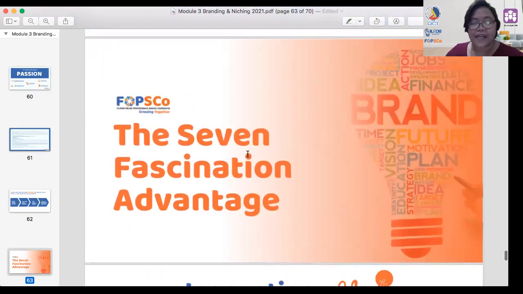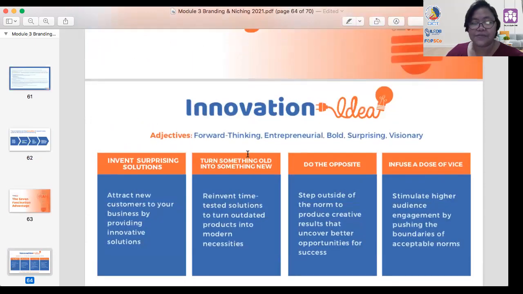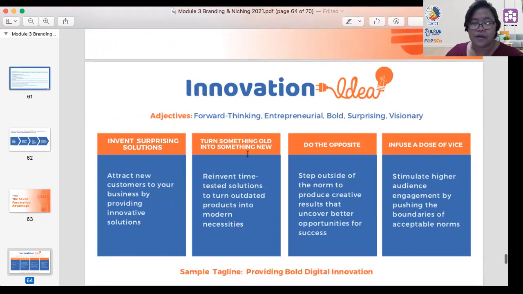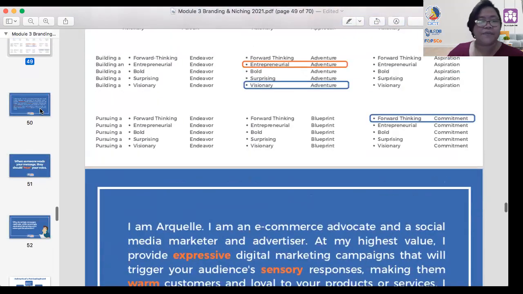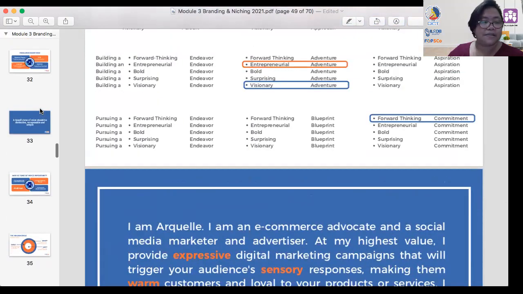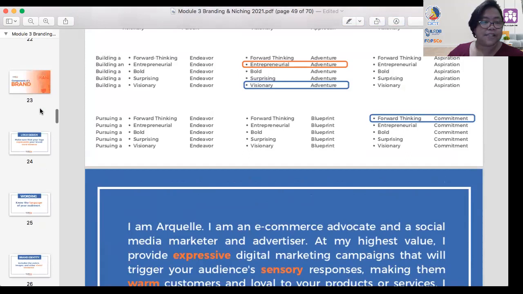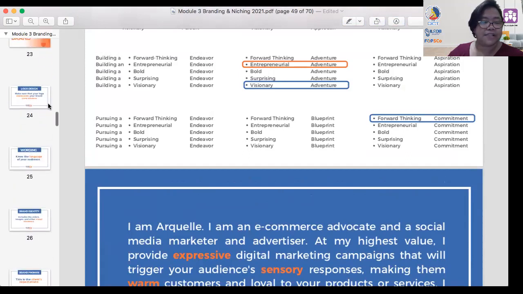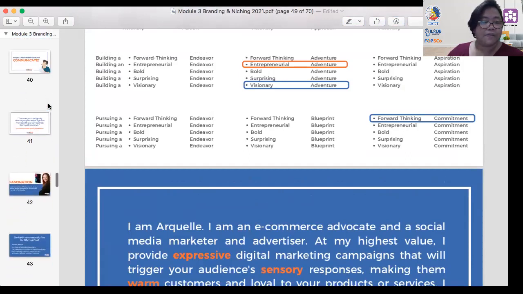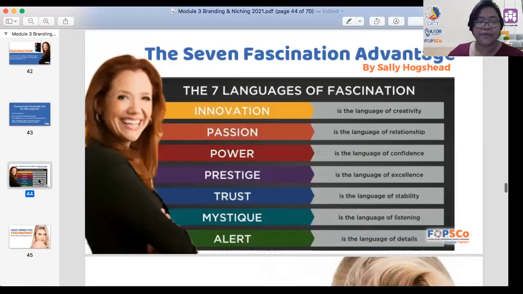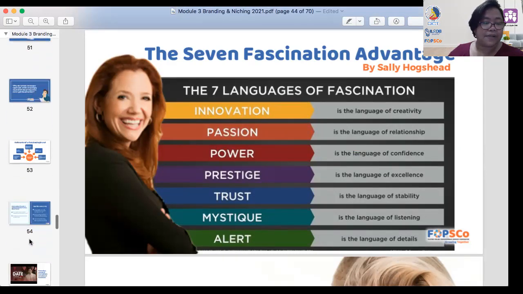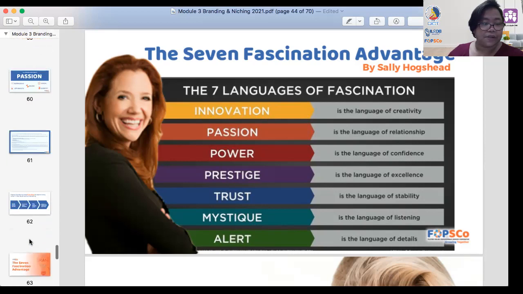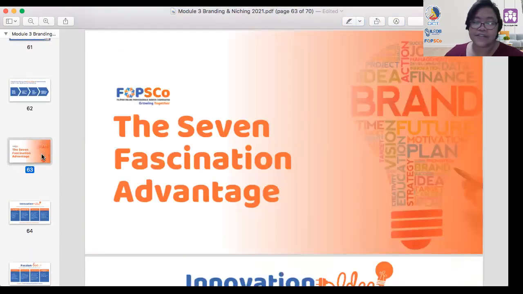Now, the 7 fascination advantage. Innovation. Was it mentioned there? I think I mentioned it. Oh, let me just, okay, we're talking about this, the 7 languages of fascination, okay? Where are we now? So, the 7 fascination advantages.